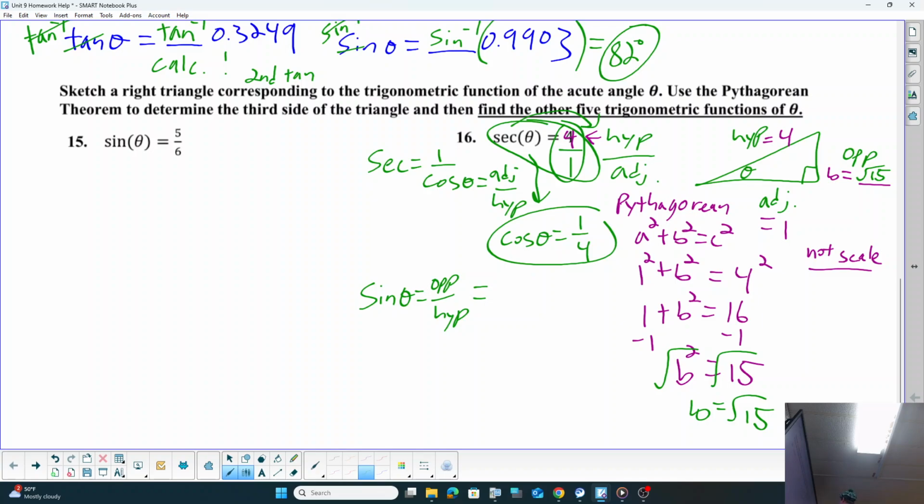So the opposite is going to be radical 15. So we're going to say radical 15 over the hypotenuse, which is 4. And then we're going to flip it. We're going to flip it for cosecant. So cosecant is going to be 4 over radical 15.